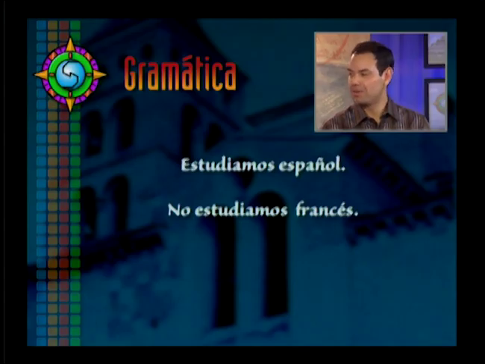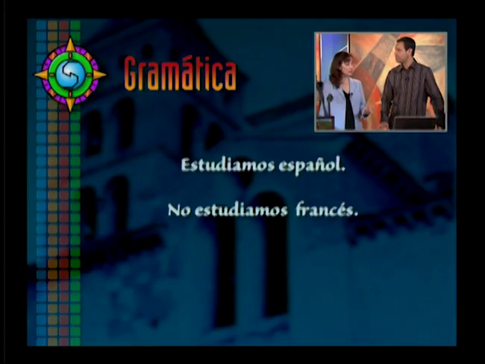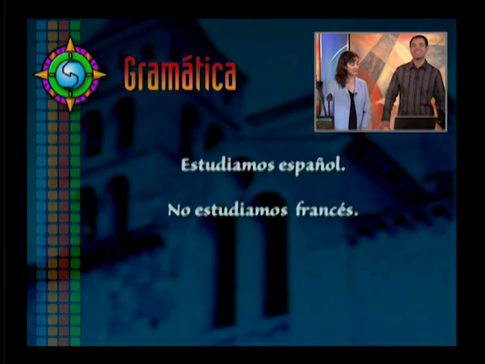Sí, let's try one more example. Estudiamos español. Sí, estudiamos. Here's a good example of the word estudiamos. Do we have to add nosotros? No, not necessary. It's understood, right? Estudiamos español. Excelente. Pero negativo sería no estudiamos francés. No estudiamos. We don't study French. No, para nada. Okay, bien. Muy bien. Okay. What's next, Kathy?